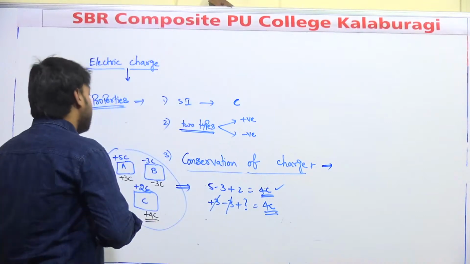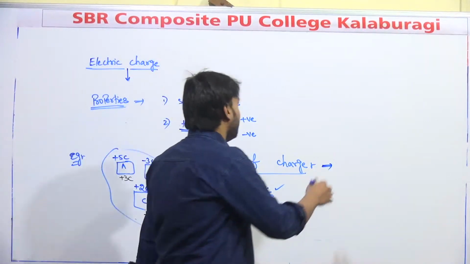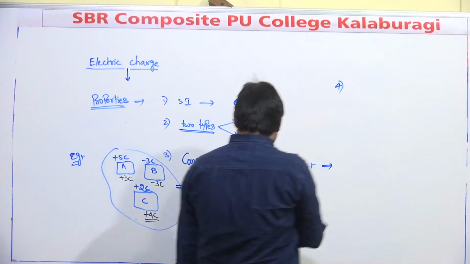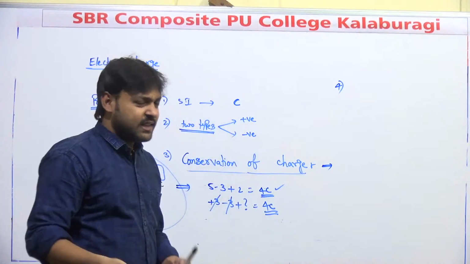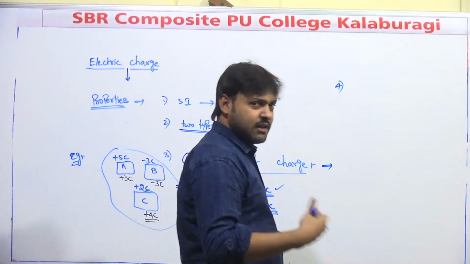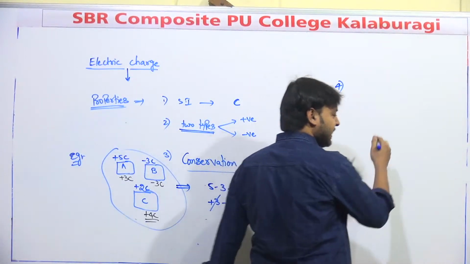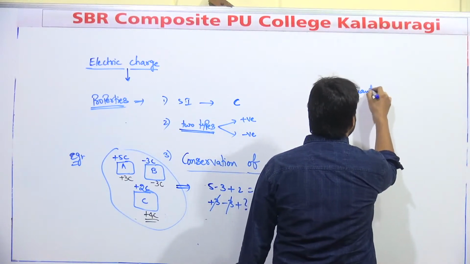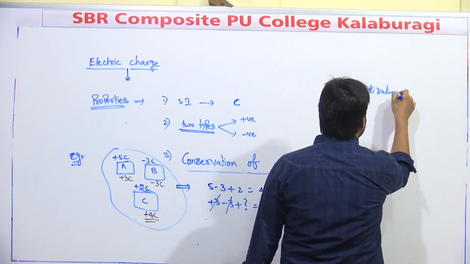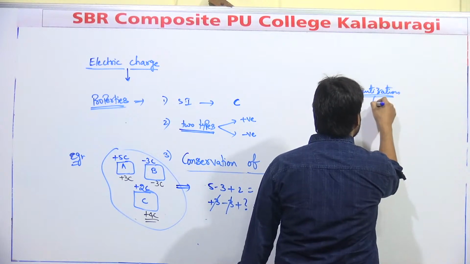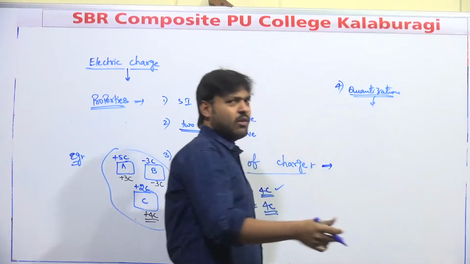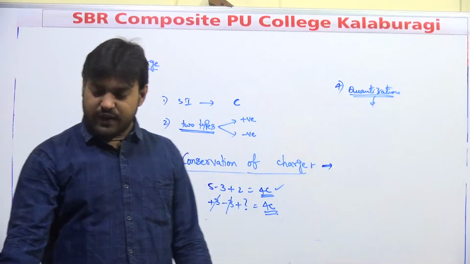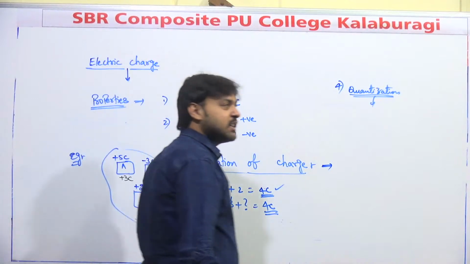And next, quantization. This is what you have to understand. The remaining things I think you know; I will write the formulas and we can go for the questions. Quantization of charge. What do you mean by quantization of charge? Charge is always an integral multiple of the basic unit of charge.